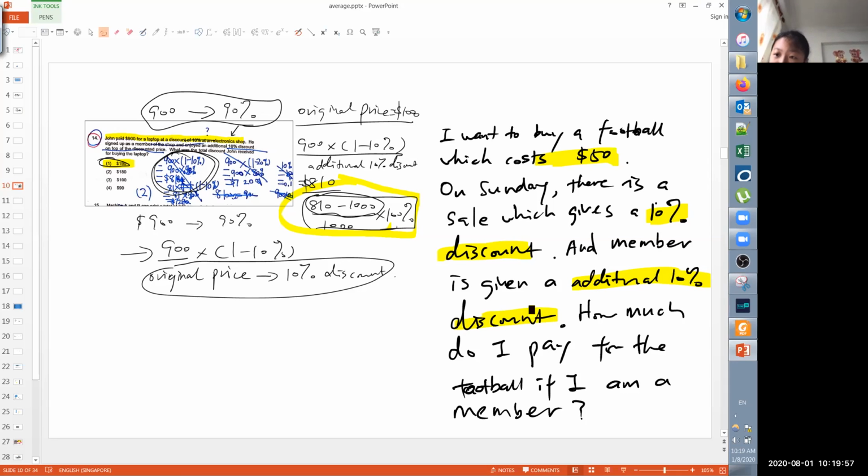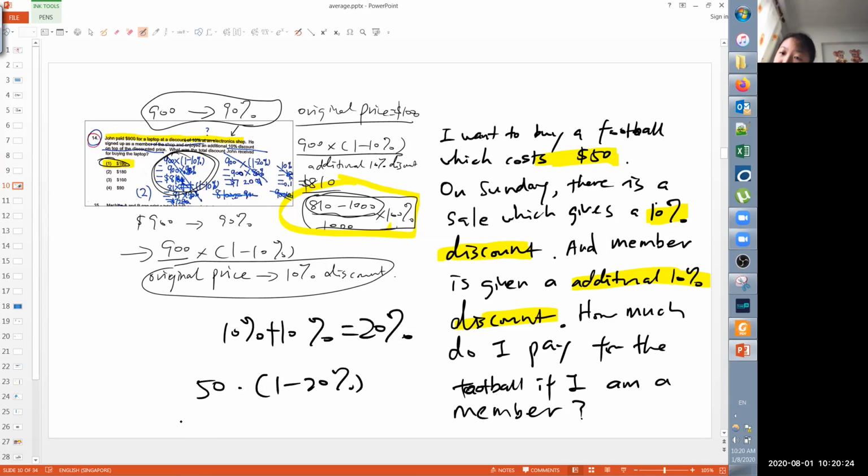Okay, so a lot of students think, oh, since the sale gives me a 10% discount, and then there is an additional 10% discount on top of the 10%, so what I do is just add the 10% and 10% together. That means in total I get a 20% discount. So they say, oh, $50, I just times 1 minus 20%. So this will give me $40. Can I ask, is this correct? It should not be correct, right? Yep. So this is not the way to do this question. Wrong. Don't do it this way.